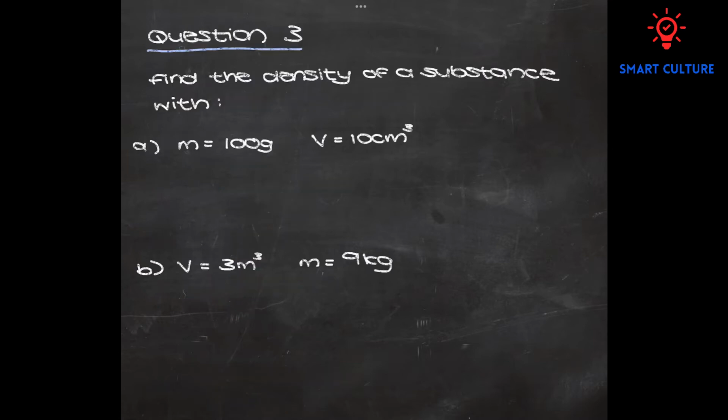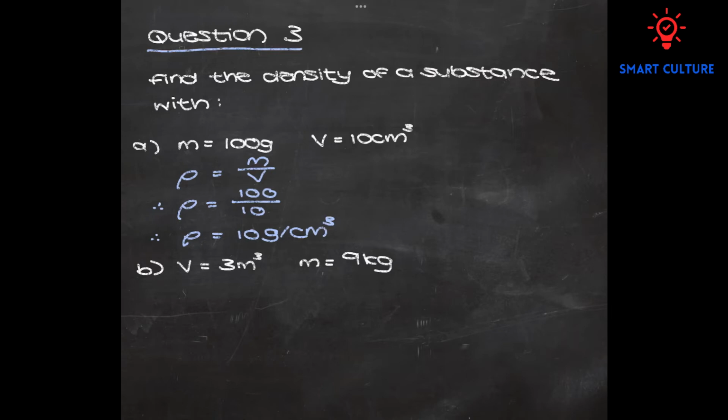For question 3, we have: find the density of a substance with, A, a mass of 100 grams and a volume of 10 centimeters cubed. So density is equal to mass over volume. If we sub in our values, density is equal to 100 over 10. And therefore, our answer is 10 grams per centimeter cubed.